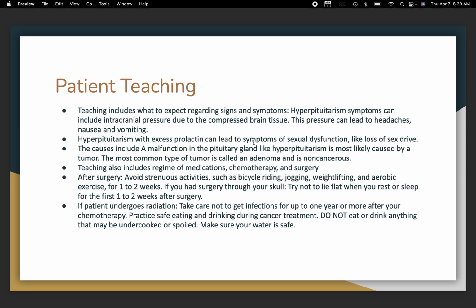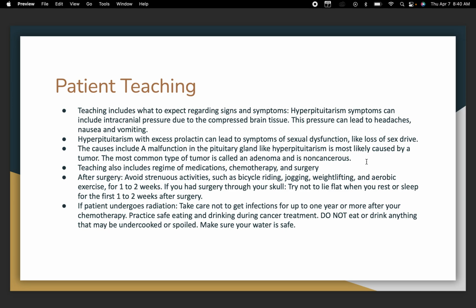Hyperpituitarism with excess prolactin can lead to symptoms of sexual dysfunction, like loss of sex drive. The causes include a malfunction in the pituitary gland. Hyperpituitarism is most commonly caused by a tumor, and it's usually a pituitary adenoma and is non-cancerous or benign. Teaching also includes teaching any medication and all the things they need to look out for on that medication, and what they need to call their provider for.